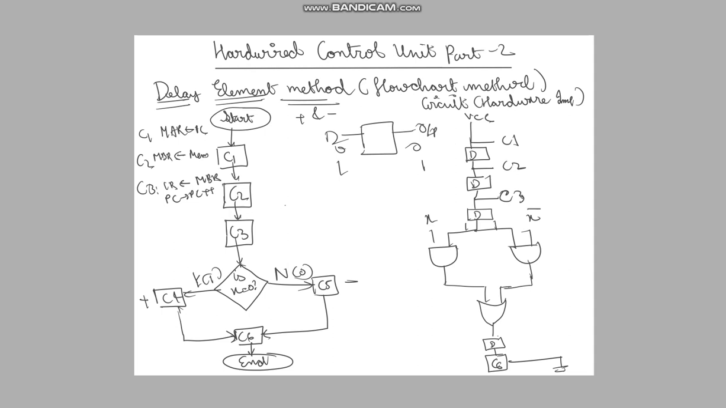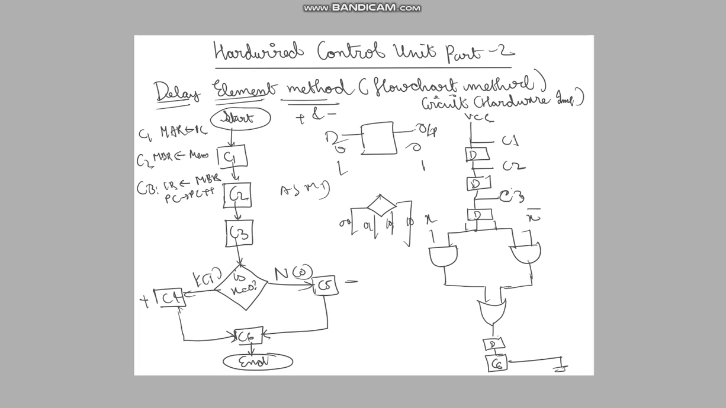If you ask me the question, you have done it for 2 instructions, what about 3? What about 4? What about n number of instructions? Let's take addition, subtraction, multiplication, division. All your flowchart is going to change is you're going to have 4 decision boxes: 00, 01, 10, 11. Similar with the hardware, you're going to have 4 AND gates, and it's going to boil down to this. So this is the basic heart of your delay element method.